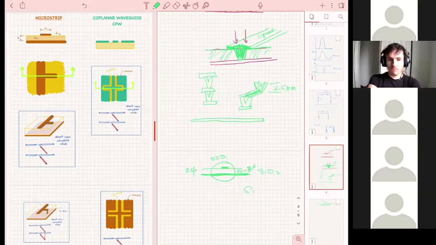Can ADS do that for you? Give a 50 ohm and give you the thickness of the substrate? Do they ADS. You can.